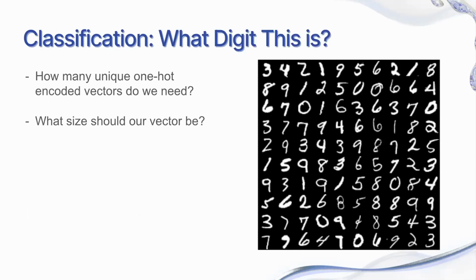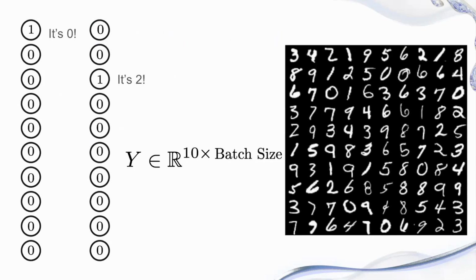Okay. So if we want to classify, let's say, our MNIST data set, how many unique one-hot encoded vectors do we need? And what size should our vector be? 10. Yeah, 10. Because there are 10 digits we want to classify, from 0 to 9. And then that 1 represents a specific class.